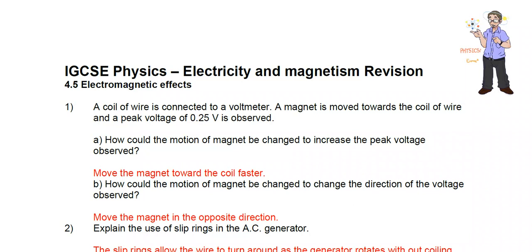A. How could the motion of the magnet be changed to increase the peak voltage observed? Well, simply move the magnet towards the coil faster and you are going to increase the peak voltage.